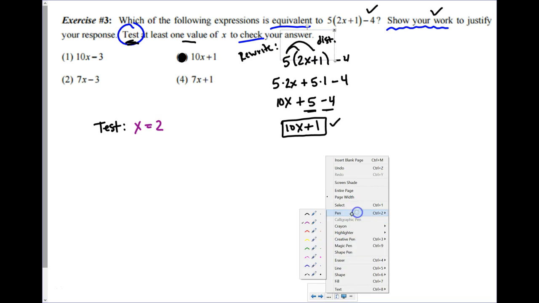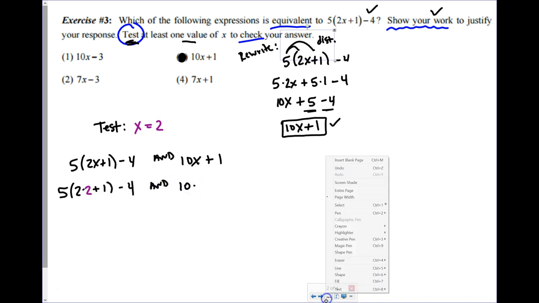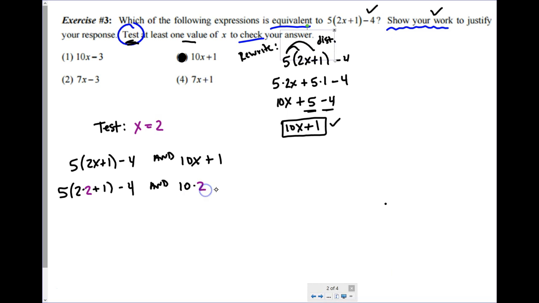Okay, and I'm testing this equation, 5 times 2x plus 1 minus 4, and I'm testing my new expression, 10x plus 1. But instead of x, I'm going to plug in the 2. So, we'll show this with color. So instead of x, I've got 2 times 2 plus 1 minus 4, and 10 times, and I'm plugging in 2 to this one as well. And now I'm going to check and see if they give me the same number at the end.